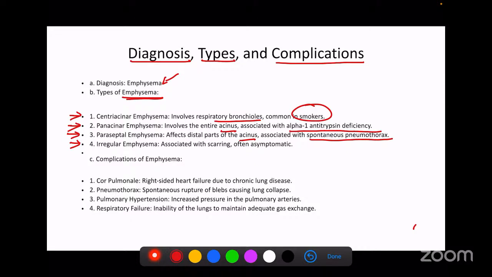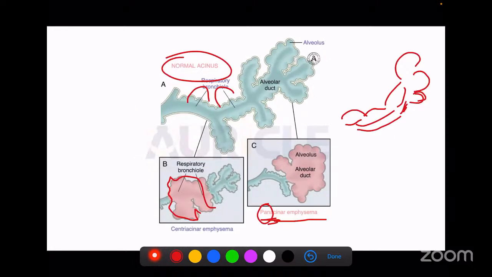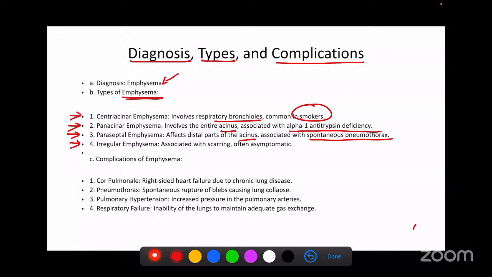So, what happens in paraseptal emphysema? It affects the distal part of the acini. This is the acinus. When the distal part of the acinus is involved, there could be spontaneous pneumothorax. And then there is irregular emphysema, which is associated with scarring. So these are the types of emphysema.